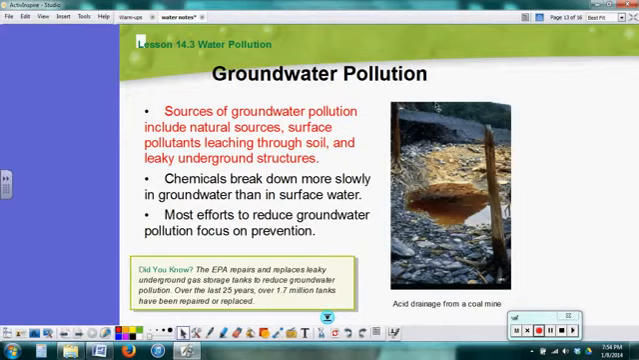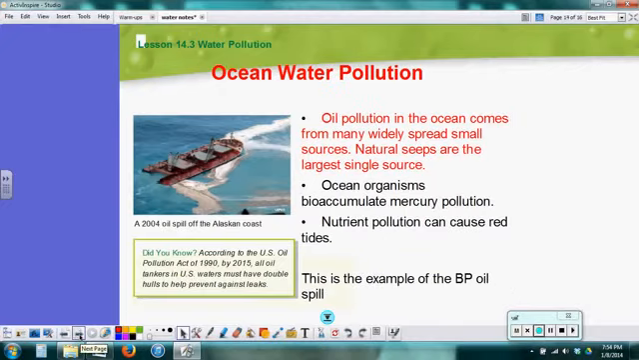Groundwater pollution, this is like Granger, when the pollution leaches into the groundwater, and we use that for our taps. So again, we'll talk more about Granger probably next Friday. Ocean water pollution. This is like oil pollution from the Exxon Valdez in Alaska. It happened a while ago. Or the BP oil spill that happened not too long ago. We will be watching a video on both. So make sure that you copy that sentence down. Moving on.